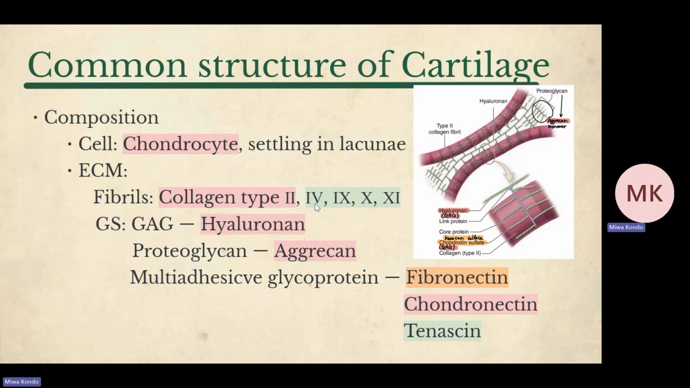Just like other tissues, cartilage is made up of cells and the extracellular matrix, or ECM. The cells in cartilage are called chondrocytes, and they sit in spaces known as lacunae. In the ECM, we find fibrils, mostly made of type 2 collagen, and glycosaminoglycans or GAGs, which are mostly hyaluronan. Hyaluronan is special because it can hold a lot of water. The ECM also contains proteoglycans like aggrecan and multi-adhesive glycoproteins like chondronectin and fibronectin, which help the cells adhere to the lacunae.